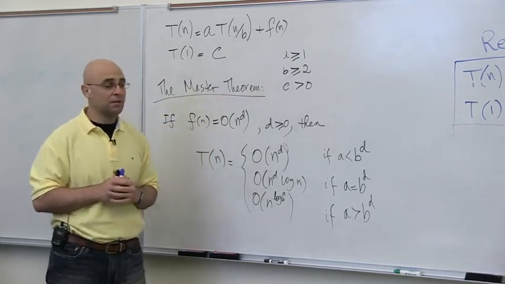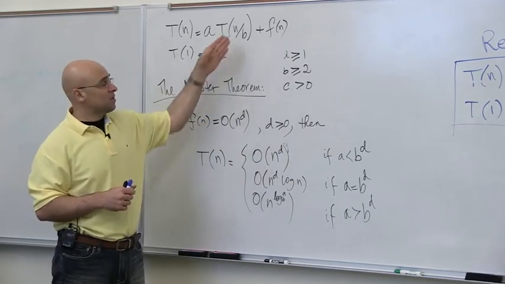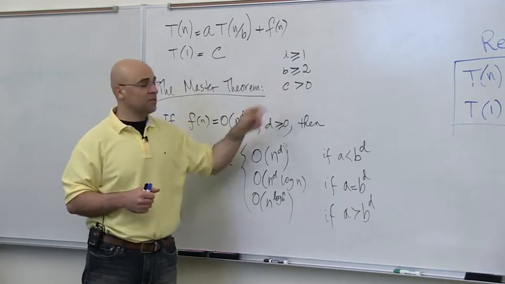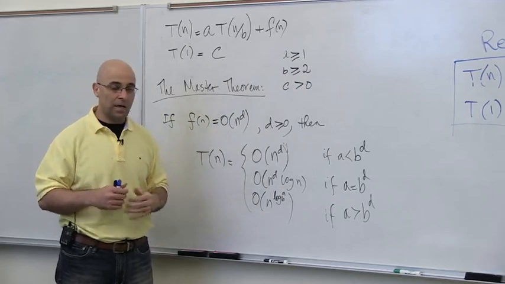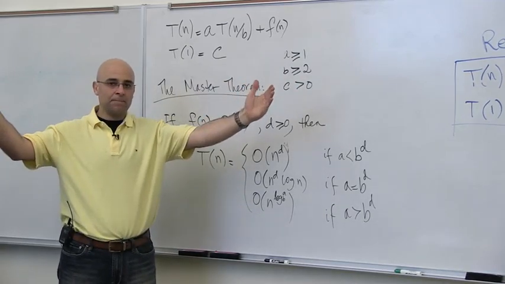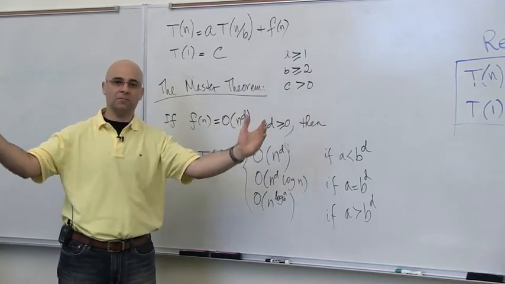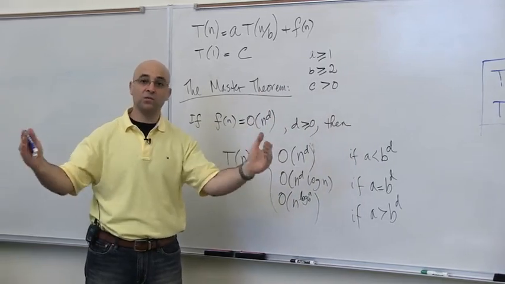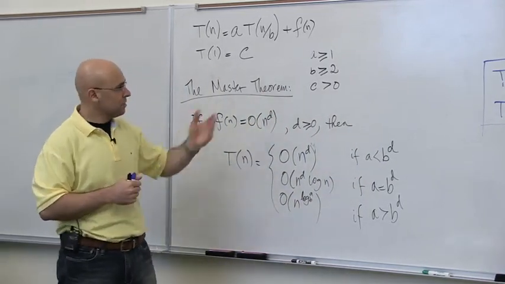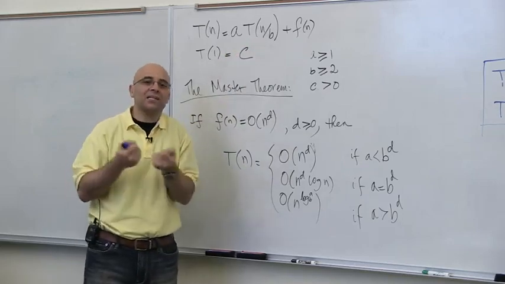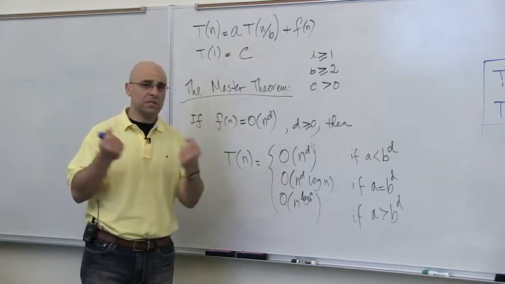Second thing is b. We need to divide the problem into subproblems. If b is not greater than or equal to 2, the only other option is that b equals 1. I am taking the big problem, dividing it into one big problem, and I keep dividing it into one big problem. What type of divide and conquer is that? Of course, we have to divide it into at least 2 subproblems. 2 is not a magic number.